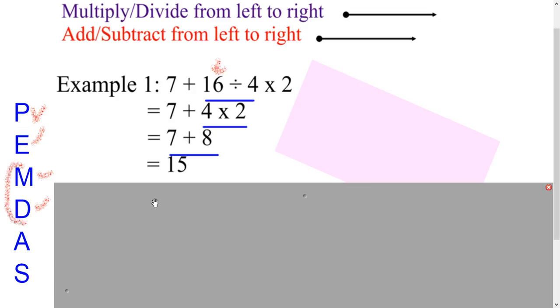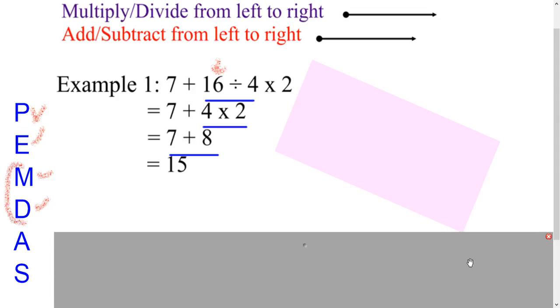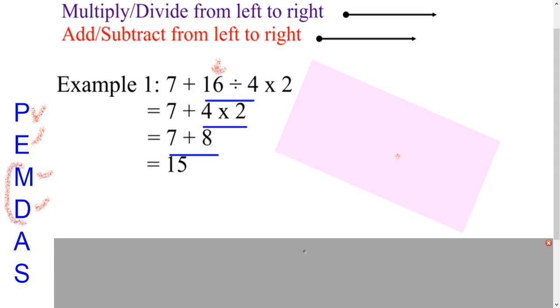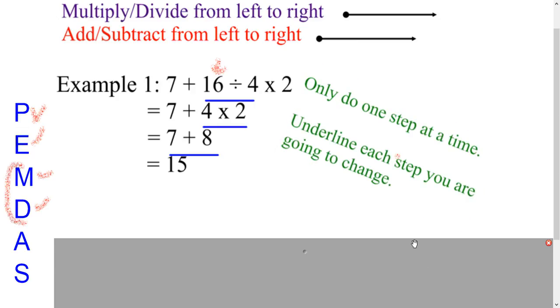If you didn't follow that order, it's likely that you could possibly get a different answer, especially if you have a subtraction sign in the middle here. It could really mess you up. Let's look at another example. Oh, actually, one more thing to remind you. Only do one step at a time, and underline each one that you're going to change as you go along.